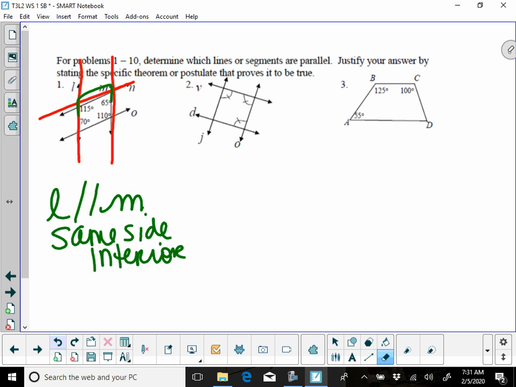Likewise, if I look at line N and line O and I use this transversal, 115 plus 70 does not give me 180, and 110 plus 65 does not give me 180. So you know that these two lines are not parallel, because those same side interior angles do not equal 180.